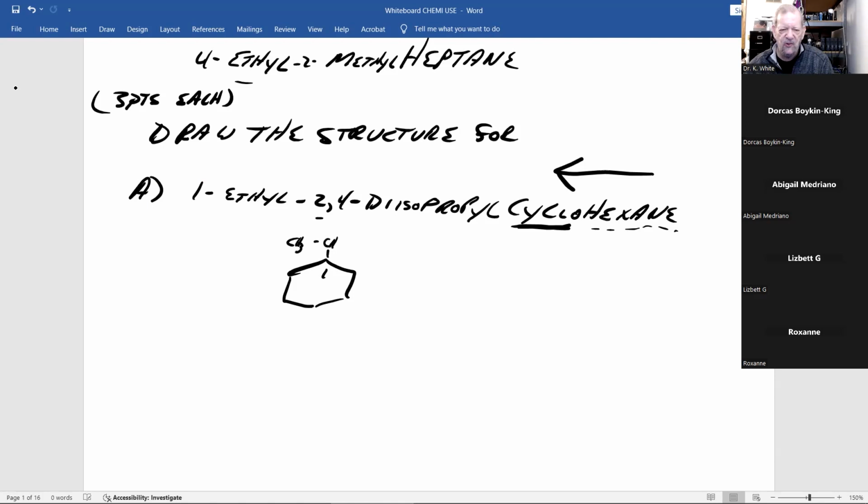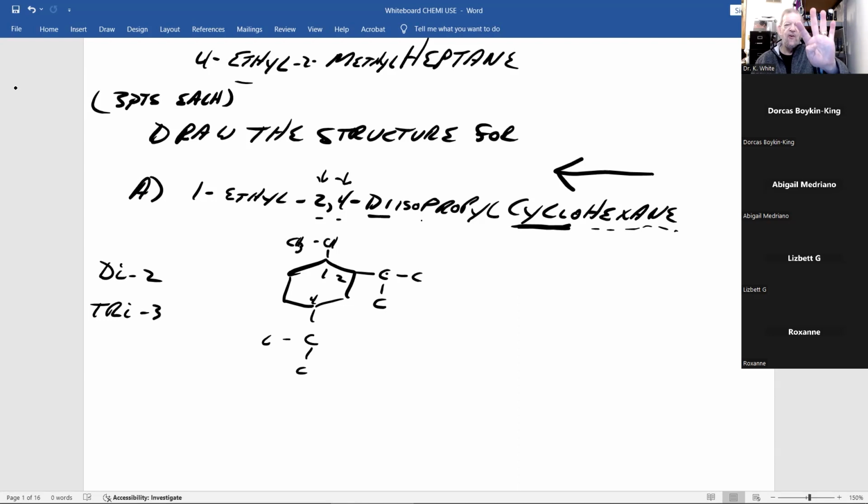Now, on carbons 2 and 4, di is the prefix for 2. Tri is 3. In this class, and in my years, decades in the chemical industry, I've never seen higher. Tetra is 4, penta is 5. I've never seen that, but I'm sure somebody has made that. So di means there are 2 isopropyl groups, and they're on carbons 2 and 4. And you've learned an isopropyl group is 3 carbons, and the center carbon is attached to, in this case, the ring.